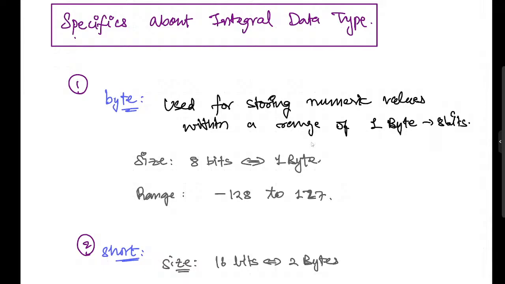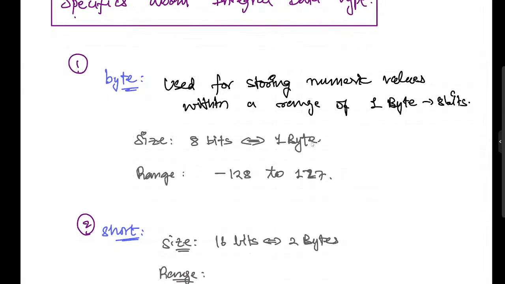So the specifics would be that we have something known as byte. Byte is basically used for storing literally 1 byte of data. In general, you would not see usage of byte a lot, but byte is generally used to store 1 byte of data. And 1 byte is 8 bits, and the range is minus 128 to 127.